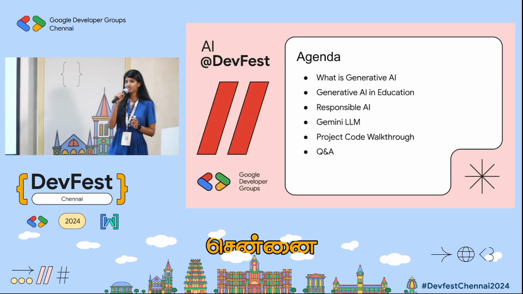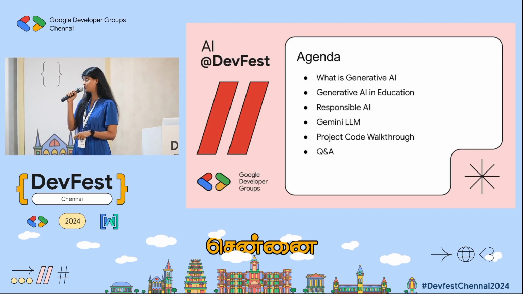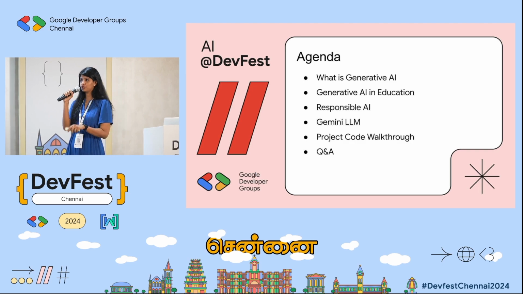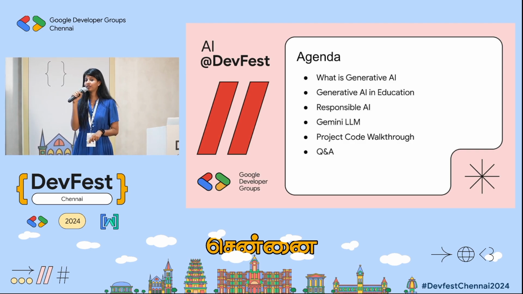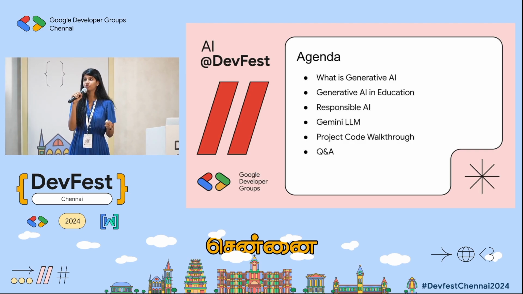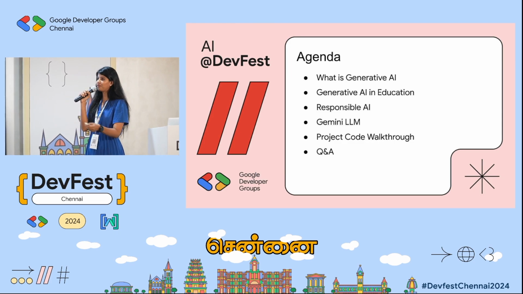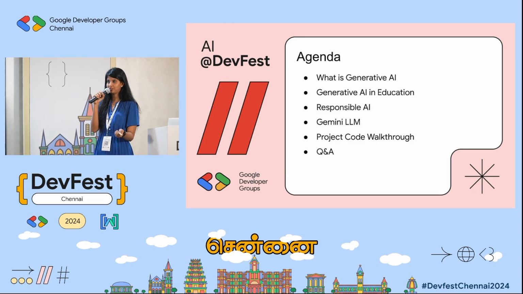So today's agenda would be, we'll be starting with what is generative AI for the wider audience and how Gen AI is being applied in the education domain. And we'll be covering responsible AI and also Gemini, which is Google's large language model. And we'll be doing the project code walkthrough, which we did in Code Vipassana. And finally, we'll have a session for question and answers.